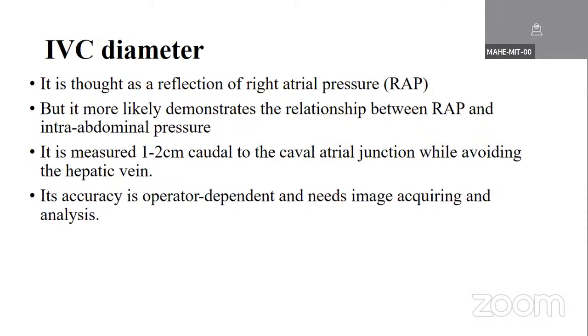Next, coming to the IVC diameter, it is thought to be a reflection of the right atrial pressure. It more likely demonstrates the relationship between the right atrial pressure and intra-abdominal pressure. It is measured 1 to 2 centimeters caudal to the cavo-atrial junction while avoiding the hepatic vein. The accuracy depends on the operator, the images acquired, and the analysis by the operator, so we can get multiple erroneous values.